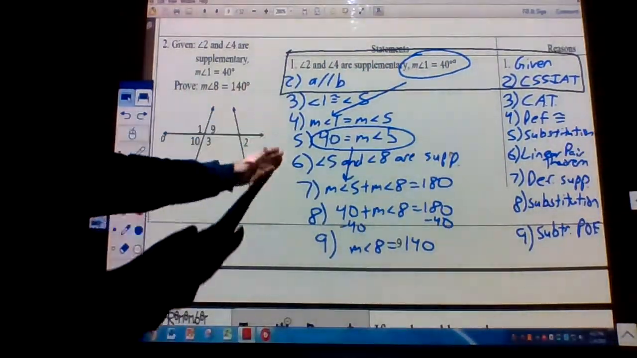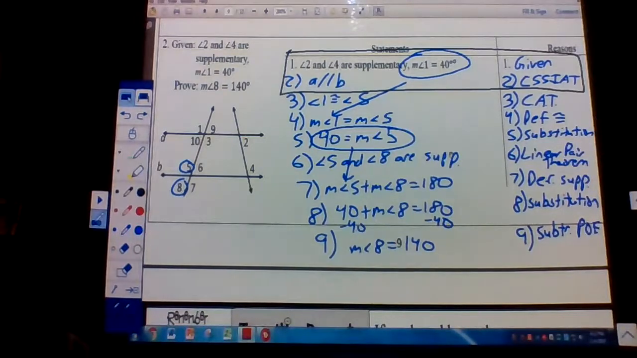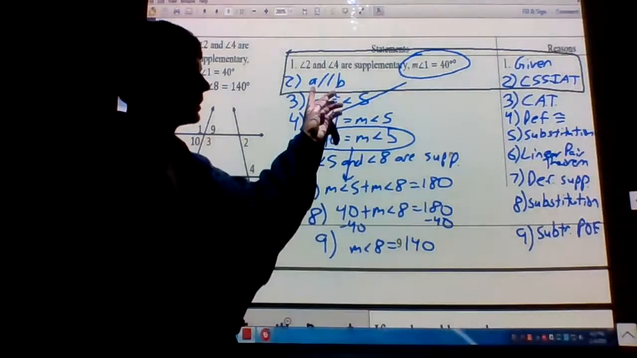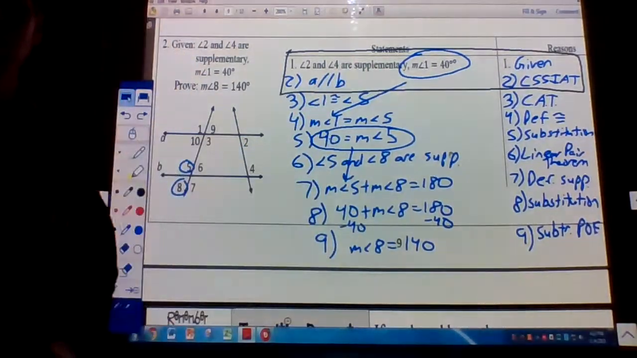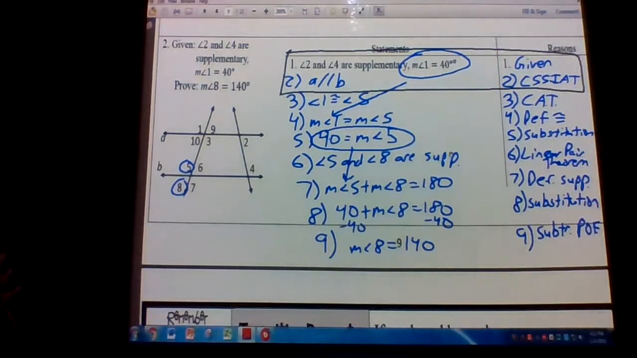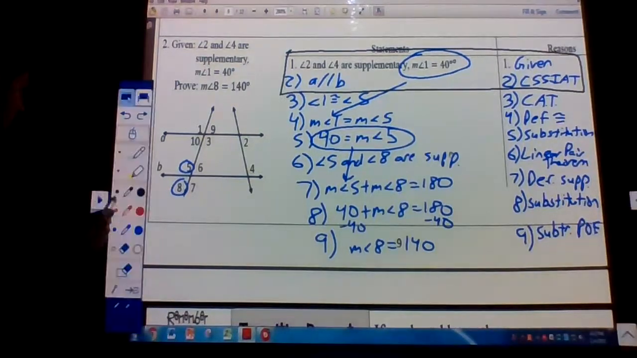After that, it's the same thing we've always been doing. We just needed to first show that the lines were parallel, and we did that with the converse to the same side interior angle theorem. Let's go to the next page then.